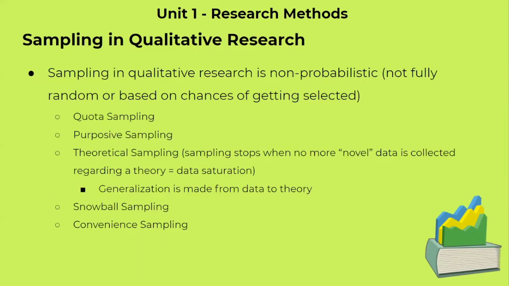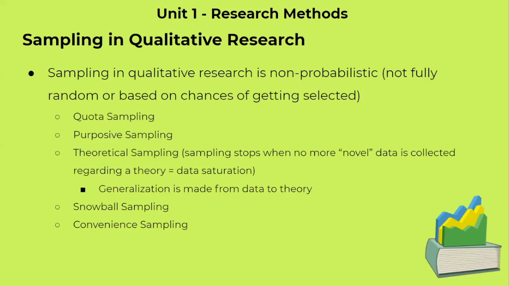So, moving on to sampling. Sampling in qualitative research is non-probabilistic, meaning that it's not based on random chance. For example, in quantitative research, the ideal type of sampling would be random sampling, meaning that everyone in our target population has an equal chance of getting selected. So it's based on probability, but here it's not.